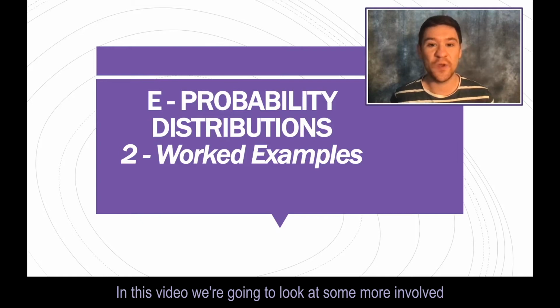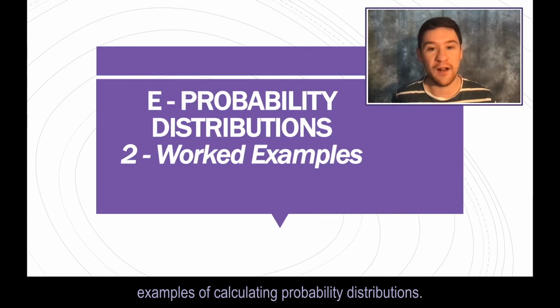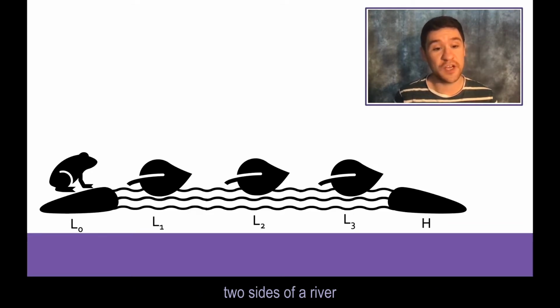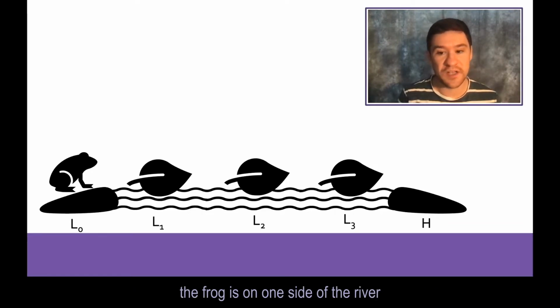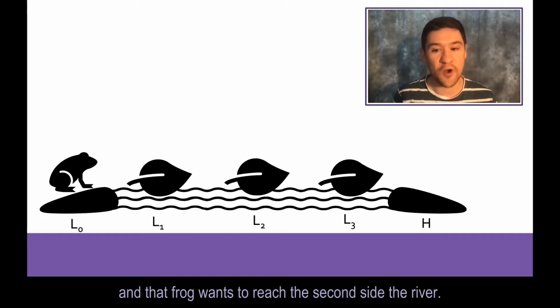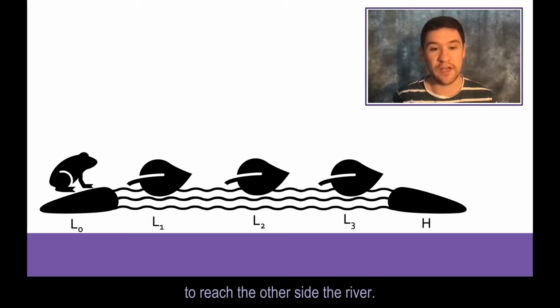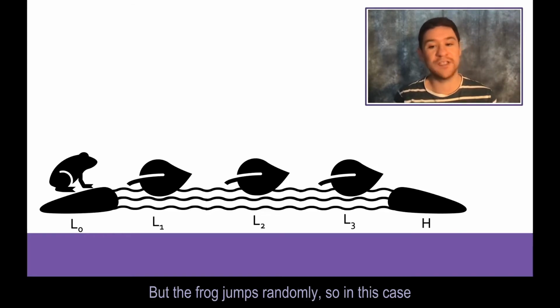In this video, we're going to look at some more involved examples of calculating probability distributions. Imagine we have this scenario where there's a frog and two sides of a river. The frog is on one side of the river and wants to reach the second side of the river. There are 3 lily pads in the river that they can jump on to reach the other side. But the frog jumps randomly.